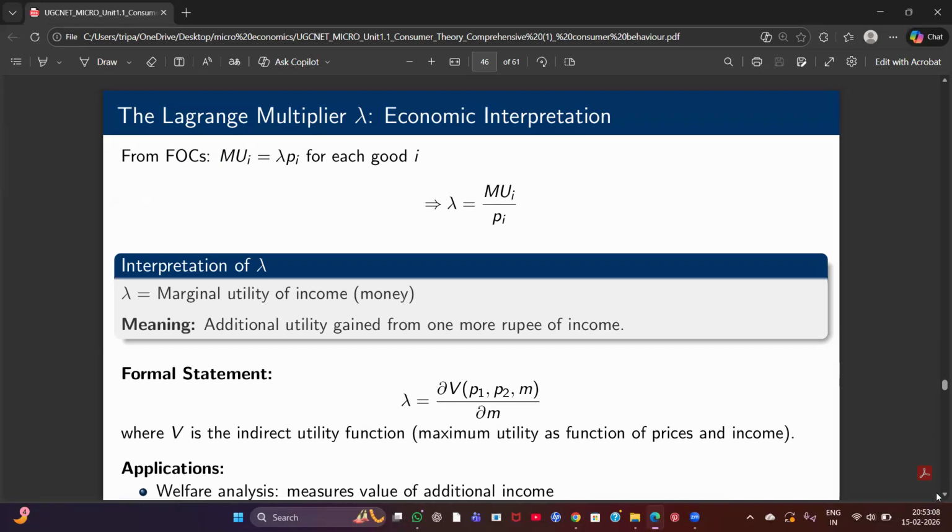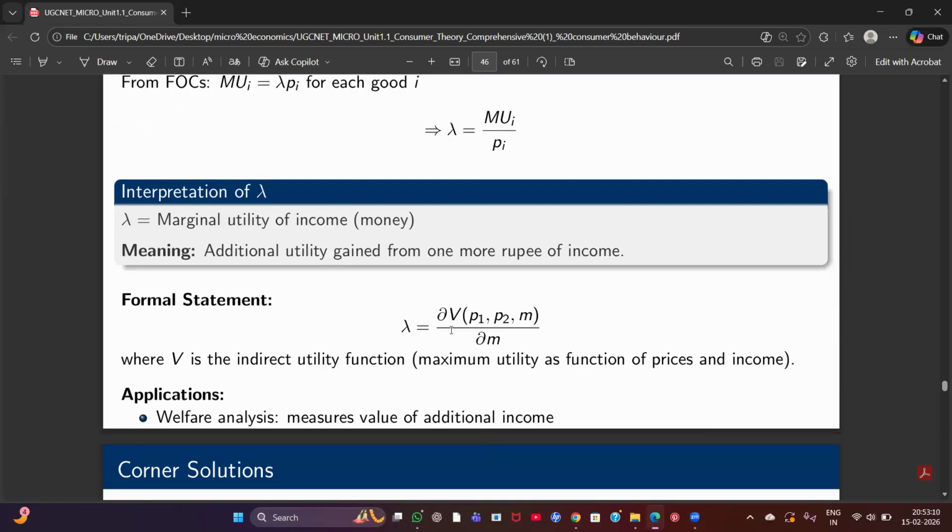Now, the formal statement is lambda of b. What is b here? B is the indirect utility function. Now, the question is what is the indirect utility function? We know about the direct utility function. Now, there is another utility function, called the indirect utility function. Basically, the direct utility function is represented by the term u. U is the utility function, and the utility depends on how much quantity of the commodity the consumer is consuming.